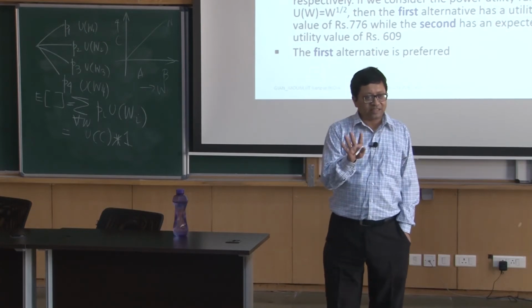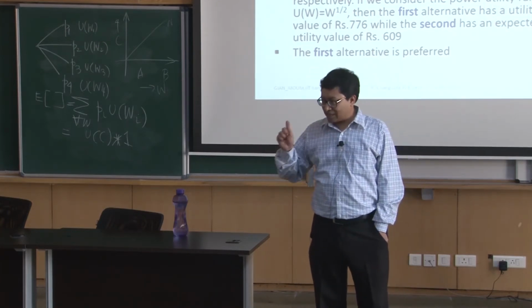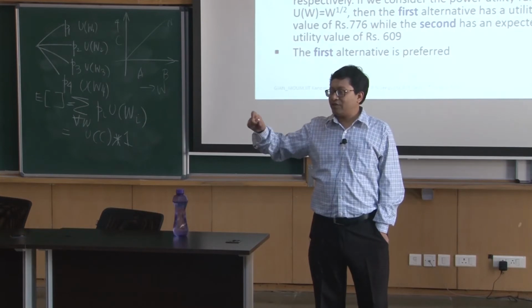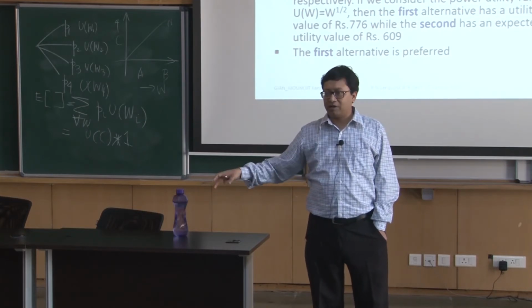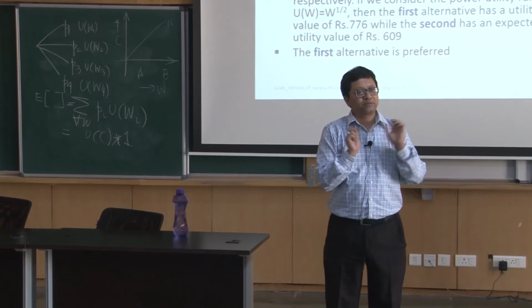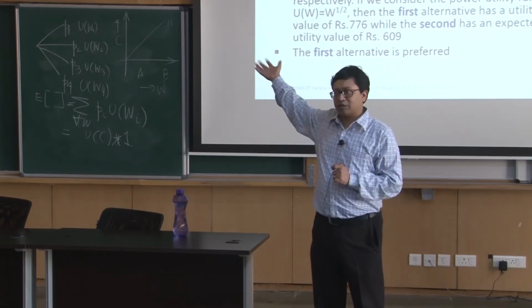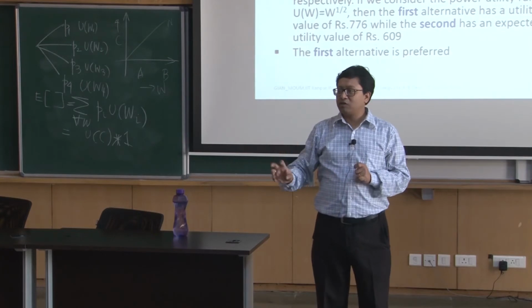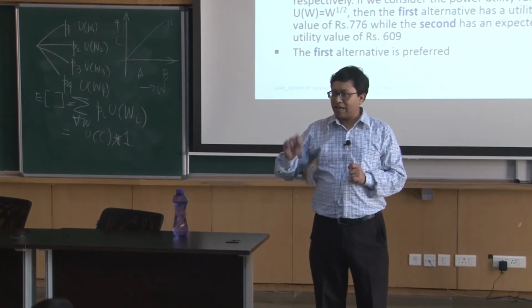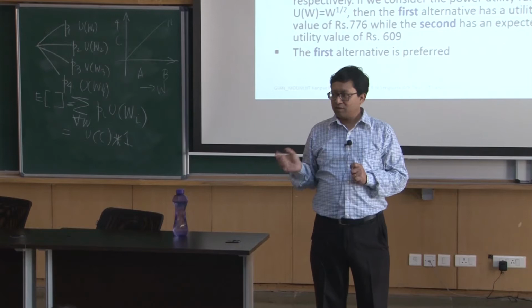If you are indifferent between that C value and the gamble, it means what? You are equating them on the same scale. What is the value of C? C value is C only, as per the utility. And what is the utility of that A and B decision? It is A into half plus B into half, right.